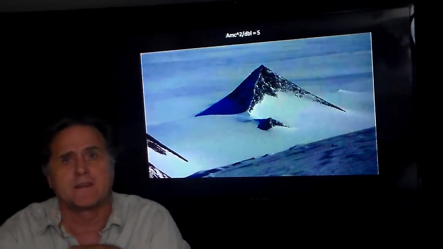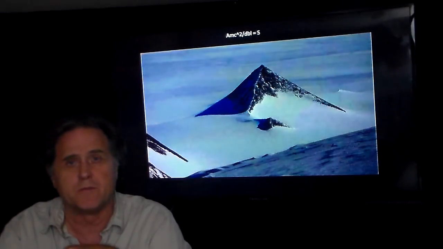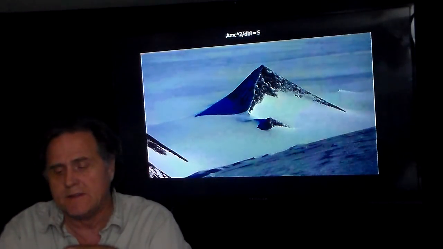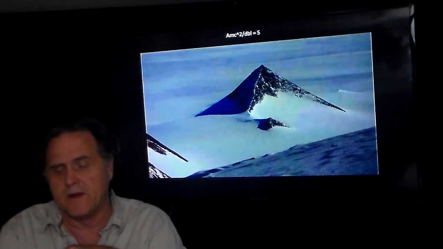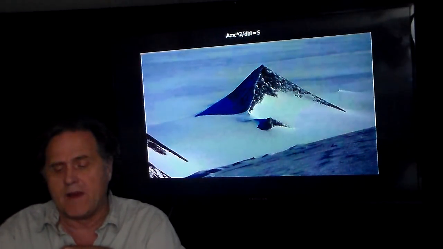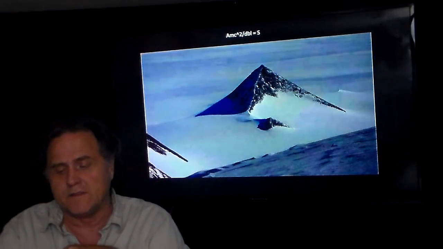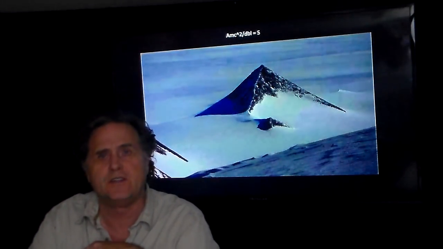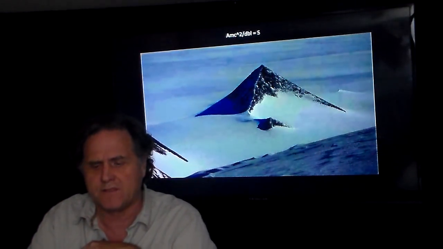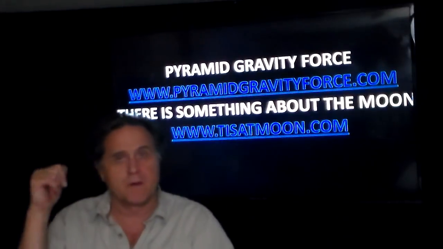Here's my formula that explains the gravitational displacements from one side of the planet to the other. It's angle times mass times c, which is the speed of light squared, divided by dBl, where d is distance, B is the gravitational constant, and L is the lunar angle over said geometrical shaped mass. All right, so we're rocking right along. Pyramid Gravity Force, my first book. This is what I'm talking about.